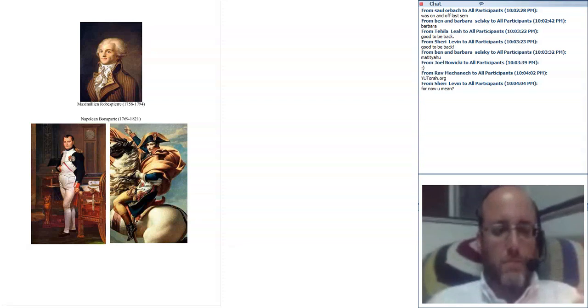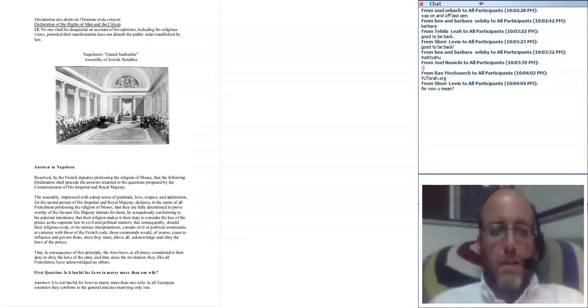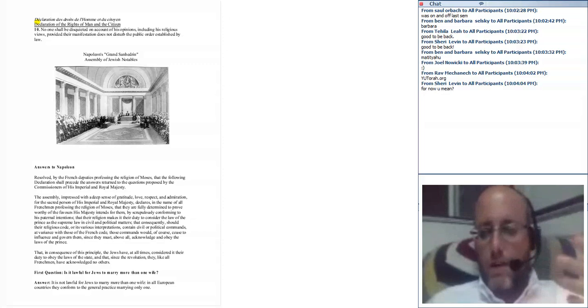And then, shortening the story, of course, but along comes Napoleon Bonaparte, whose revolution swept not only France but all of Europe. The Declaration of the Rights of Man and the Citizen, that foundational text of the French Revolution.